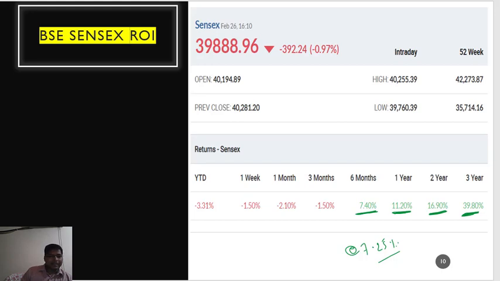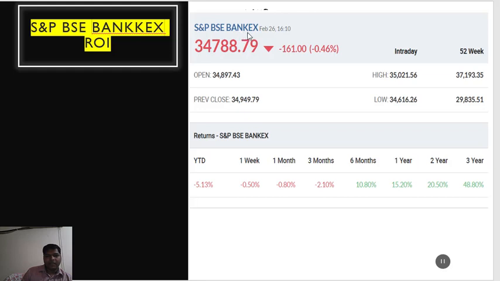So now look at the S&P BSE bank index. What we get in 6 months is 10%, 11% nearby. In 1 year, we get 15%. Wow, it's amazing. And in 2 years, we get 20%. In 3 years, we get 48.80%, approximately 49% in the past 3 years. So look at how our economy is growing, how the banking sector is growing, and investors get returns in the last 3 years.